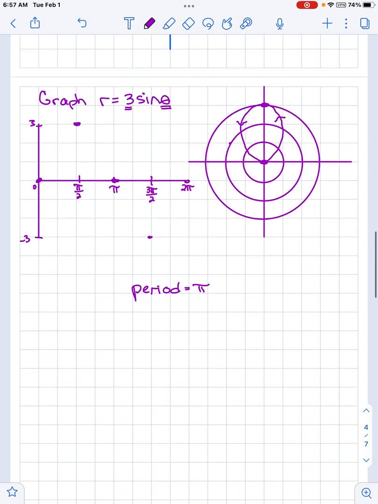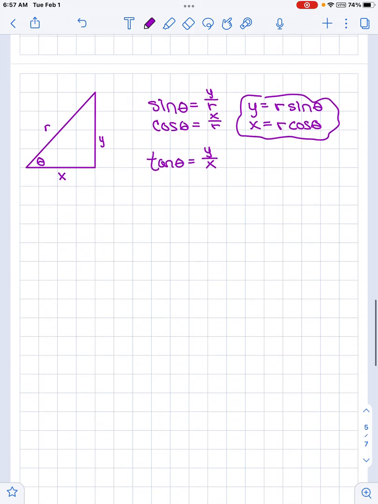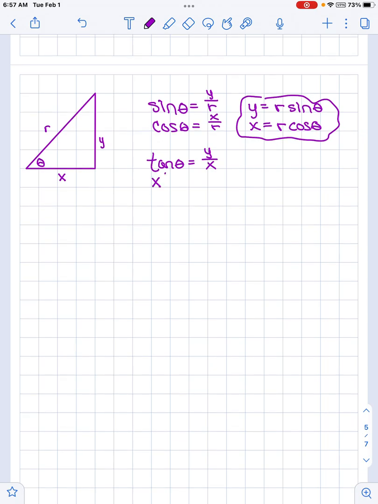Because r is the polar graph that we have, the polar equation is r equals 3 sine theta. So that's going to come in handy. And one last relationship, if we use the Pythagorean theorem, x squared plus y squared is equal to r squared.